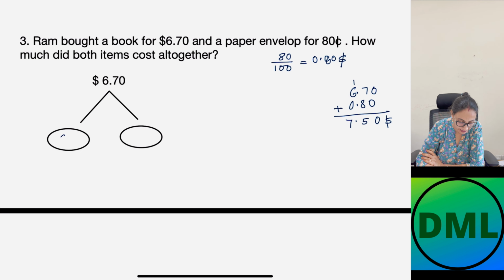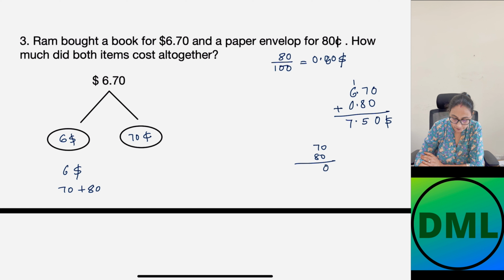$6.70 will be written as $6.70. I have 80 cents here. So $6 is separate. So $6 is my answer here. I need to add cents together. That means I need to add 70 plus 80 cents here. Let's add it here. 70 plus 80 cents.